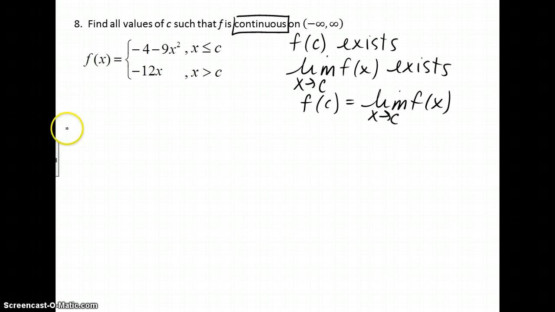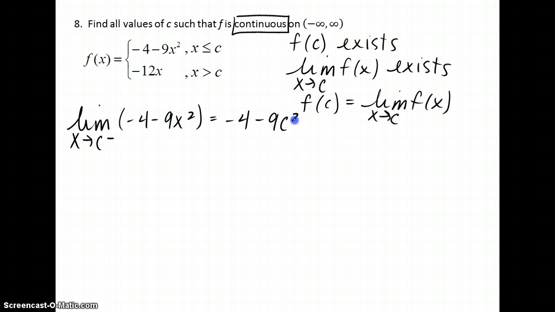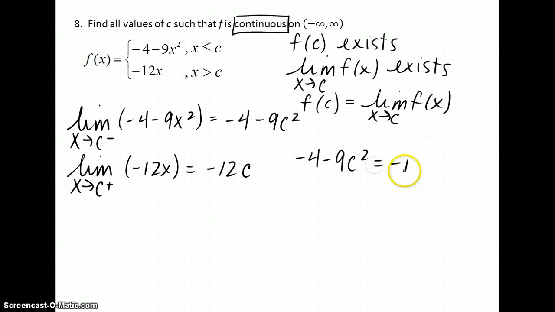Okay, so the limit as x approaches c from the left-hand side would be the quadratic. Replacing x with c, we get this function. Limit as x approaches c from the right-hand side would be the line. So substituting in c for x. Now in order for the limit to exist, we know that those two limits need to be equal.